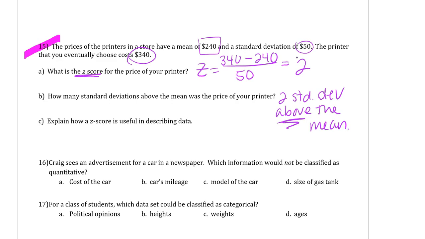Z-scores are beneficial in describing data because it allows you to compare 2 different data sets. It's helpful to understand where you are relative to everybody else on that same test, and it allows you to compare to another test that may be more difficult or easier, because you can see then how you did relative to everybody else on that test.